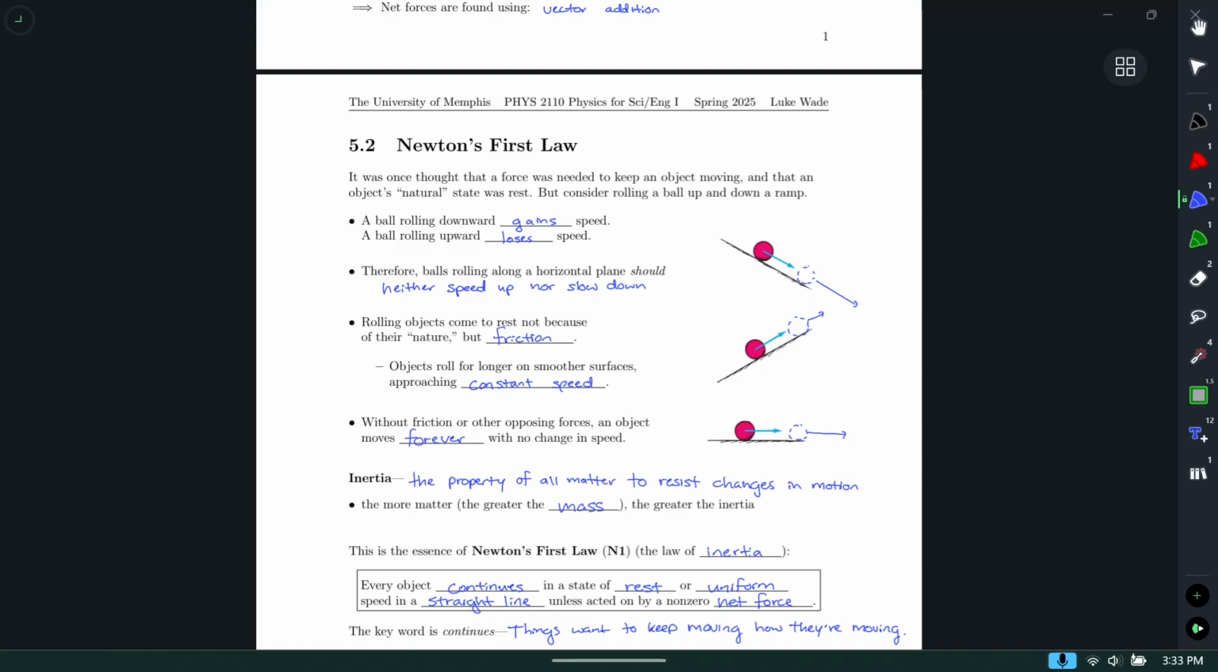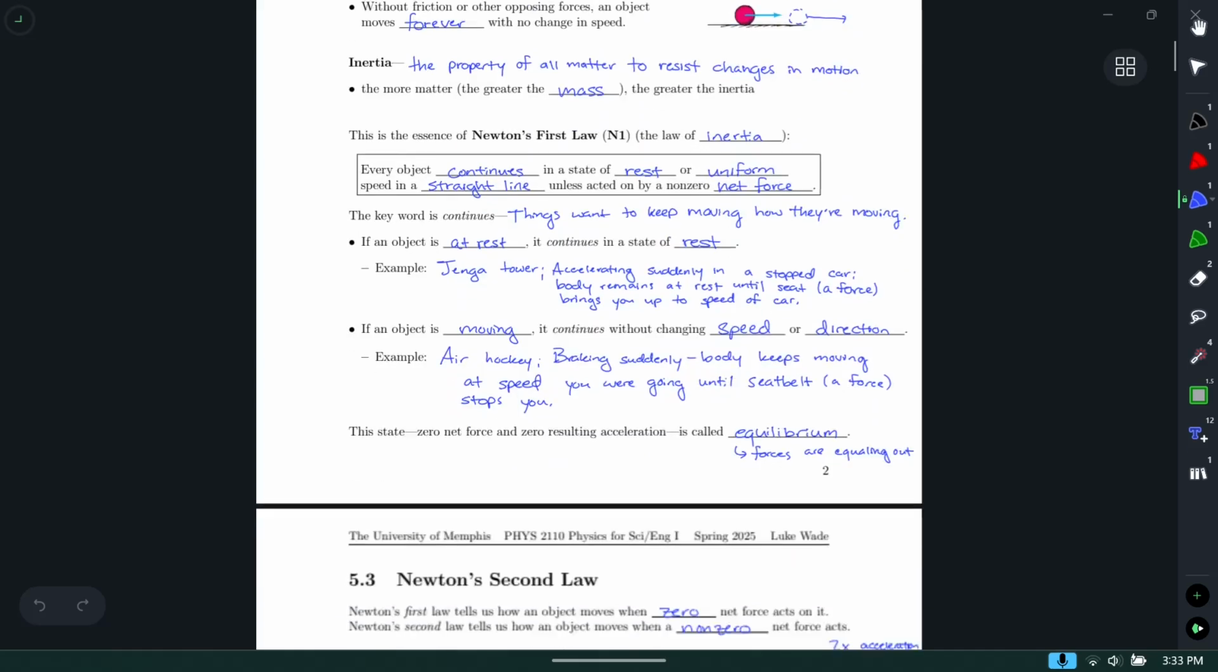It will either keep rolling if it was already doing so, moving at a constant speed in a straight line, or it will just sit there if that's what it was doing. We call that property of stuff inertia, and so we call the first law the law of inertia.